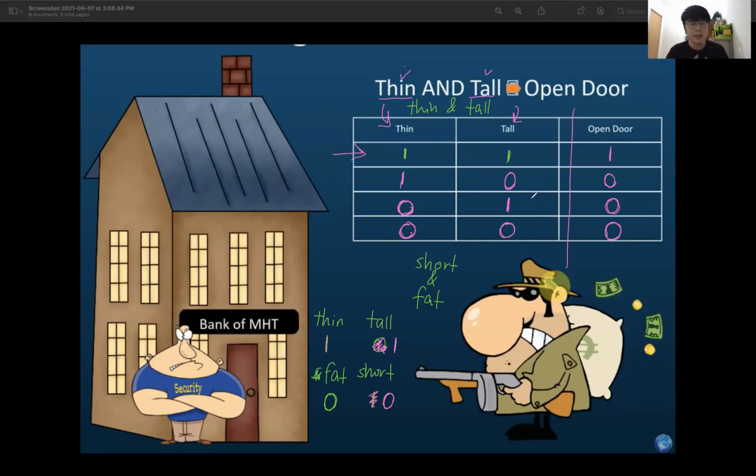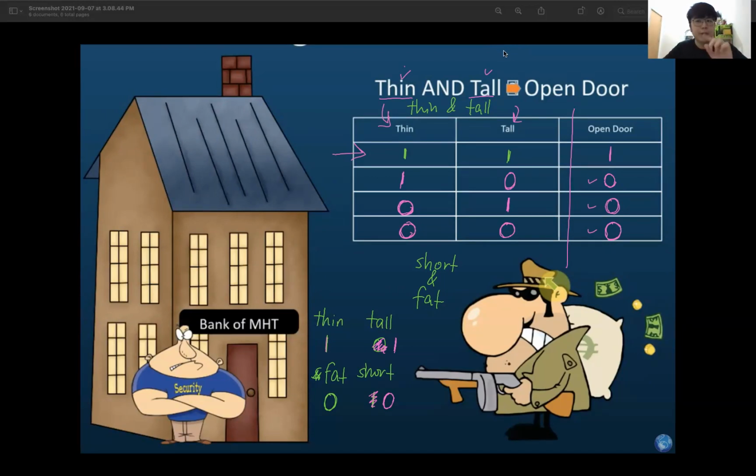Now, what happened here is the manager found out, if I only allow customers who are thin and tall to come in, then I will lose a lot of customers, right? Because all these potential customers, you do not allow them. So I will lose a lot of customers. So this manager wants to change his instruction. He gives the security a new instruction.